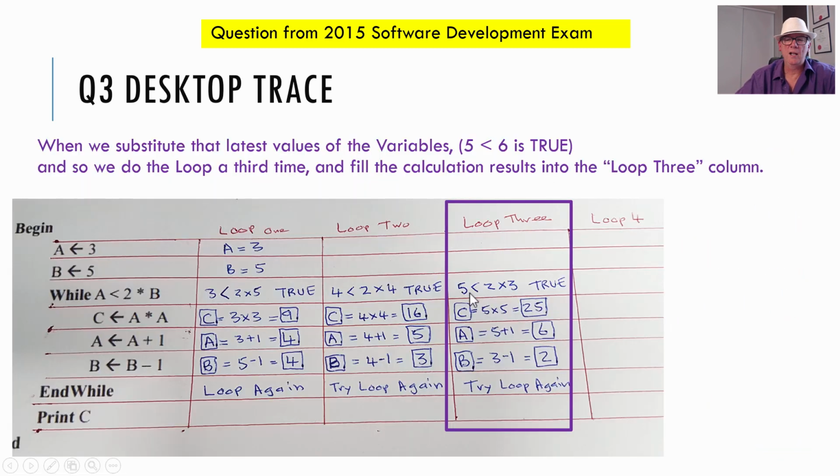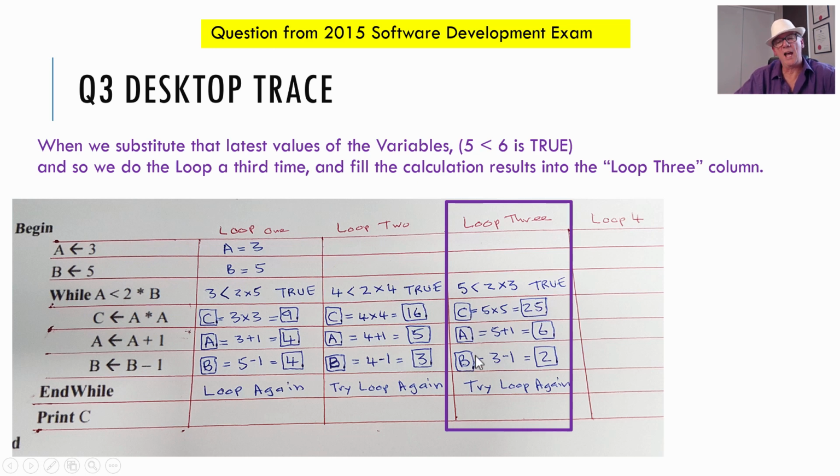And in loop 3, if we now take our A, where is A? A is here, it's a 5. So is 5 less than 2 times B? Well, B is 3, so is 5 less than 2 times 3? 2 times 3 is 6. Yep, 5's less than that. That's true. That means we're going for a third time.